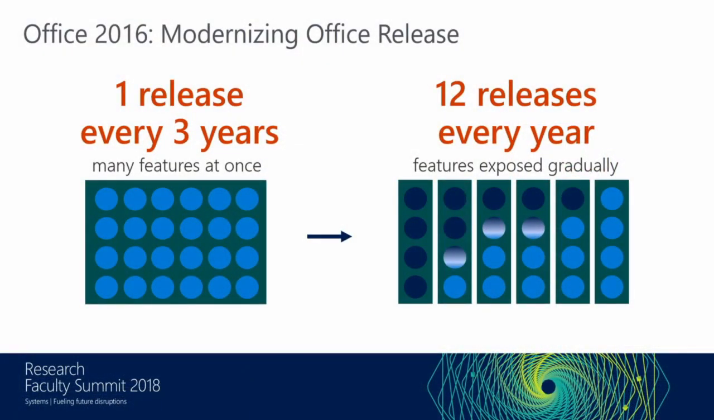In terms of shipping the product, like I talked about before, we would bundle all the features together and say, surprise, these are all your features. Now we're shipping Office 12 times a year instead of once every 3 years. And that's approximately every month. The features are behind flags, dark. They're not turned on for our users until they're ready. And they're exposed percentage-wise so that we can watch to make sure the quality is high enough before they get to everybody.